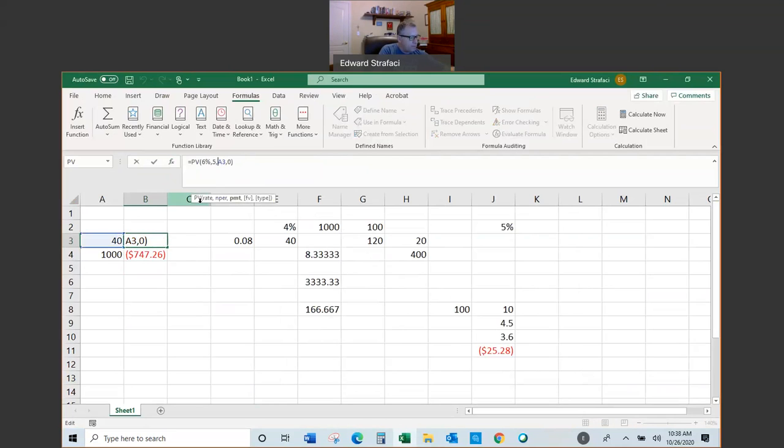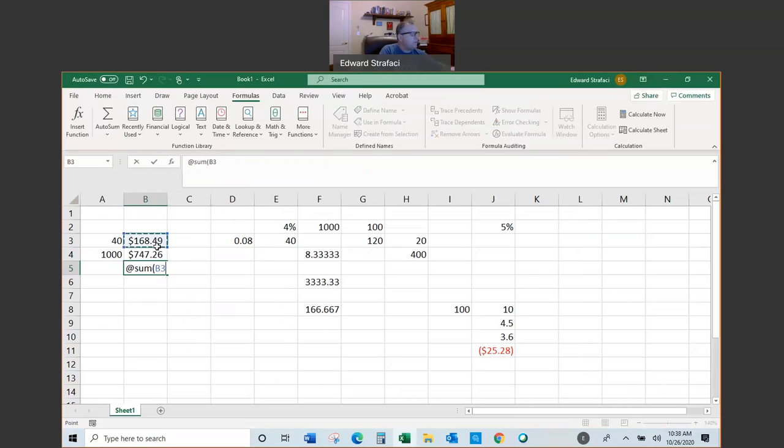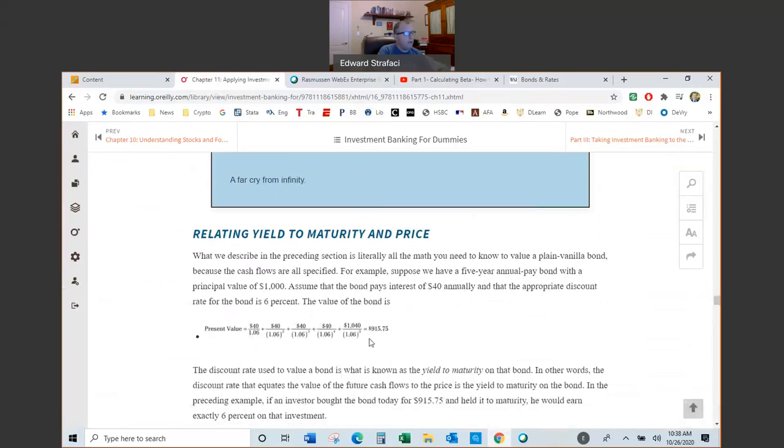I want to make these into positives. I'll make that into a positive. Get the bond and the principal piece, add the sum. I'm doing this so you can get comfortable with Excel. I love Excel. You could also do these on bond calculators. 957.5. Voila. There's your number.